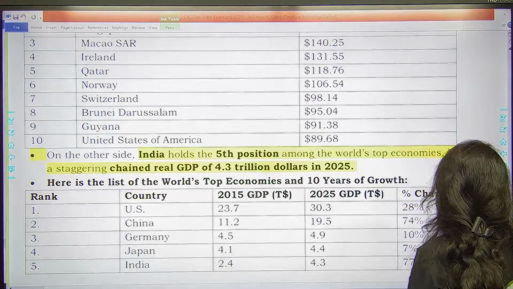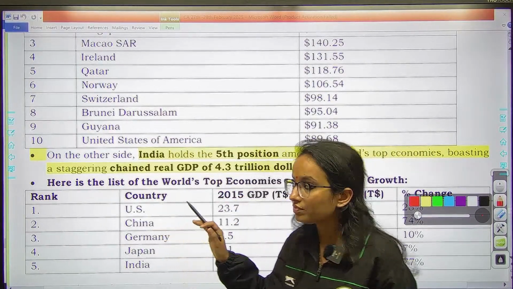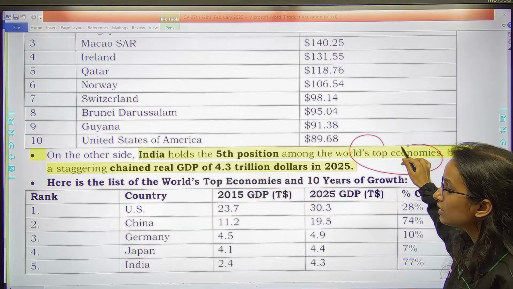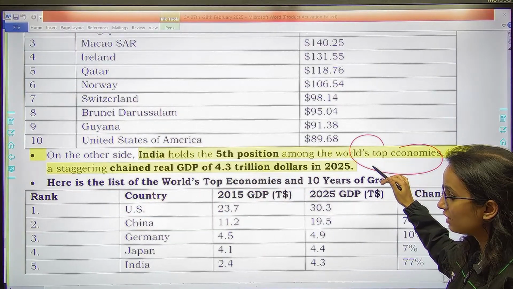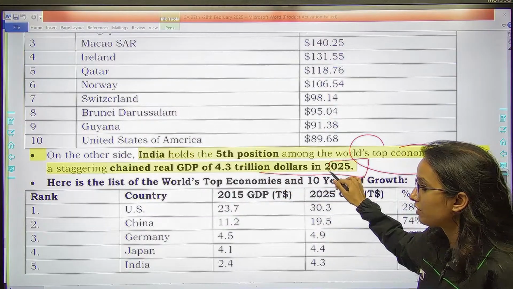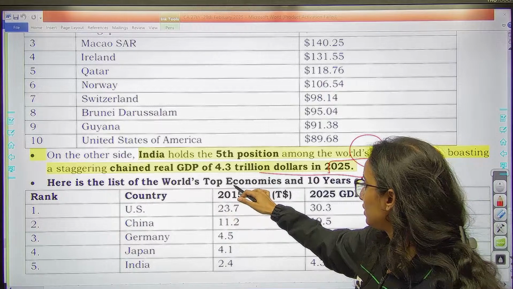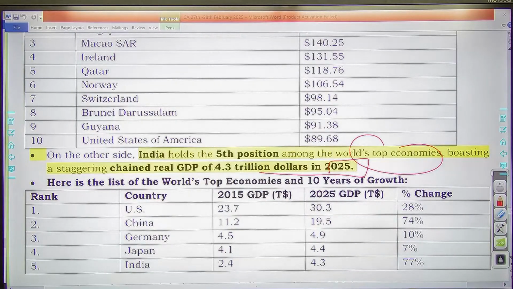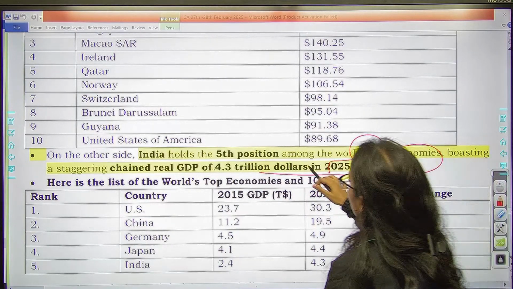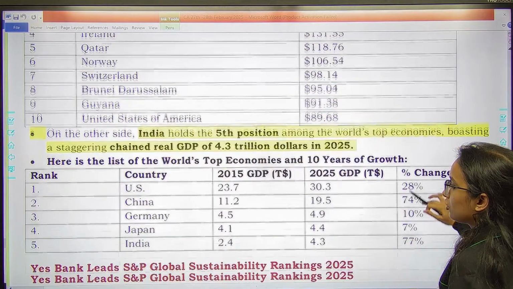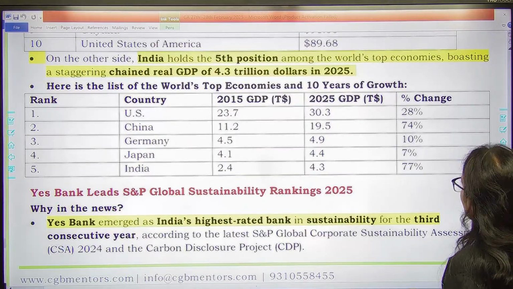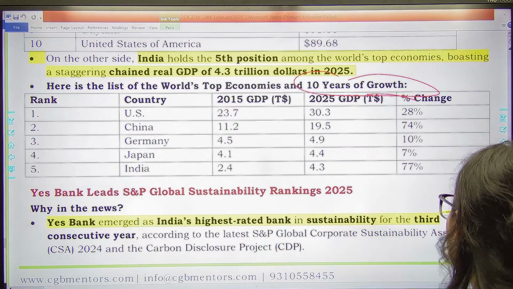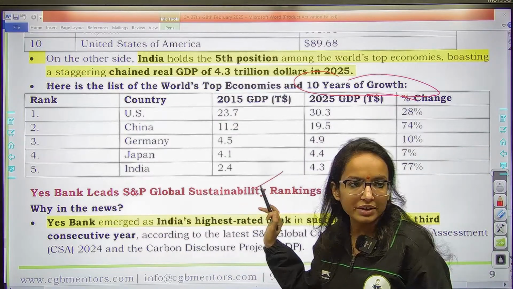You need to remember India's position here. And also यहाँ पर तो नहीं है, India is fifth among world's top economies, boasting a staggering real GDP of $4.3 trillion in 2025. यहाँ पर India नहीं है, but this is not ranked in terms of this list. It is fifth rank for India in terms of world's top economies, real GDP के terms में, right? So fifth position in top economy. 10 years of growth के basis पे जो टॉप 5 इकोनॉमीज हैं उसमें इंडिया की रैंक 5 है इन टर्म्स ऑफ रियल जीडीपी. ओके, रियल जीडीपी के टर्म्स में.